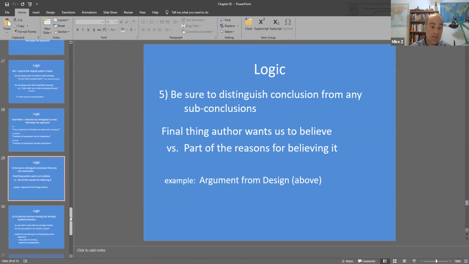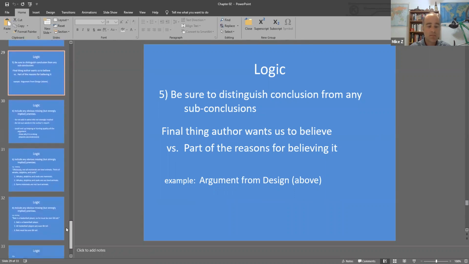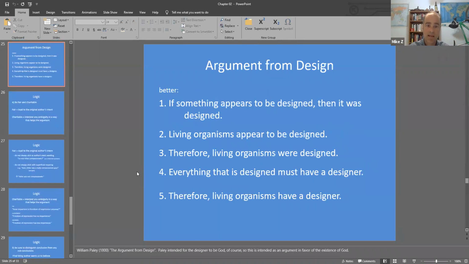So another thing to keep track of here when teasing out the well-formed argument from a block of text is to distinguish their actual conclusion from any sub-conclusions. What is it that the author really wants us to take away from this? What's the real belief they want us to get out of this versus a conclusion that was drawn, but was really used to support the final conclusion? And so that argument from design that we had earlier is a good example of that. So let me scroll back up to that.